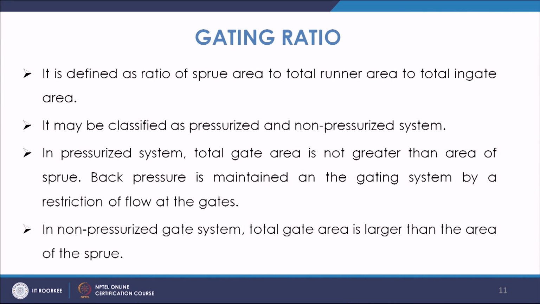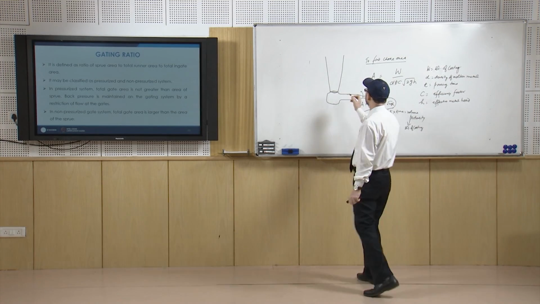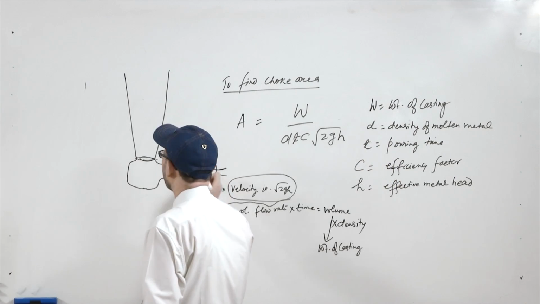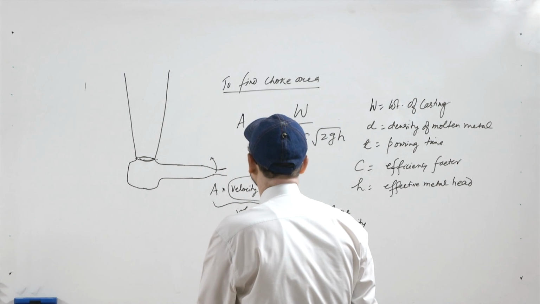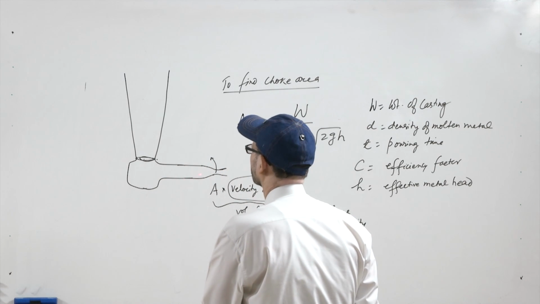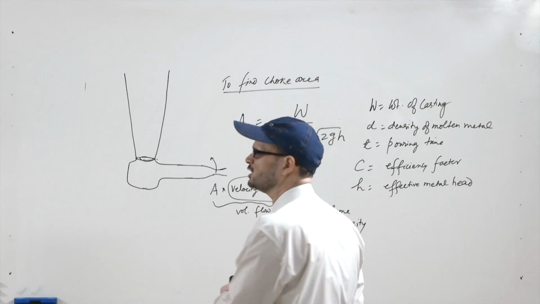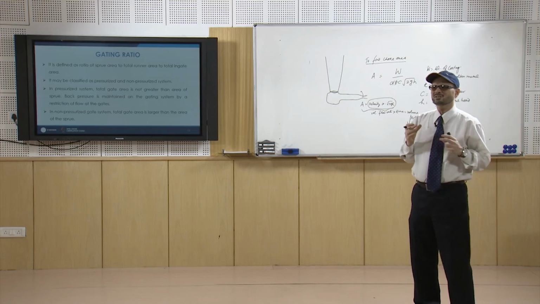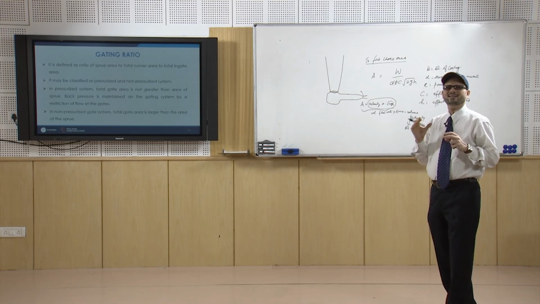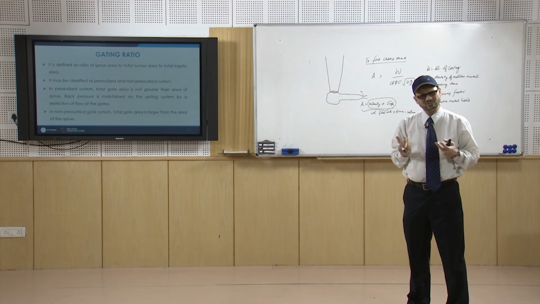So, a back pressure is maintained, that is a pressurized system. In a non pressurized gating system, the total gate area will be larger than the area of the sprue. So, this is the minimum area and this gate area has to be larger than this area. That is known as a non pressurized gating system. Like 1:3:3 is a case of non pressurized gating system. Similarly 1:2:1 is a case of pressurized gating system.